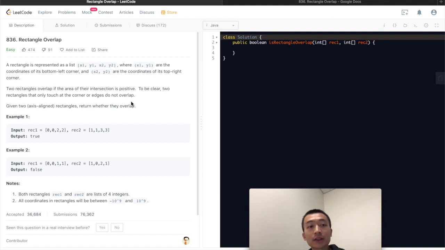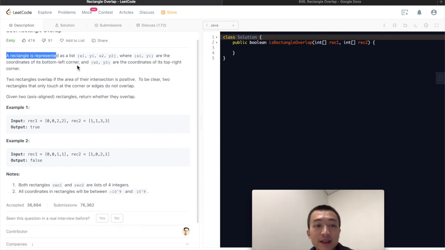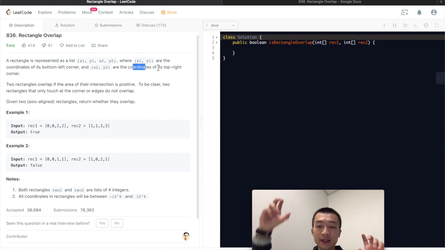Today we are going through LeetCode problem 836, rectangle overlap. Now let's go through the problem description first. A rectangle is represented as a list of x1, y1, x2, y2, where x1, y1 are the coordinates of its bottom left corner, and x2, y2 are the coordinates of its top right corner.